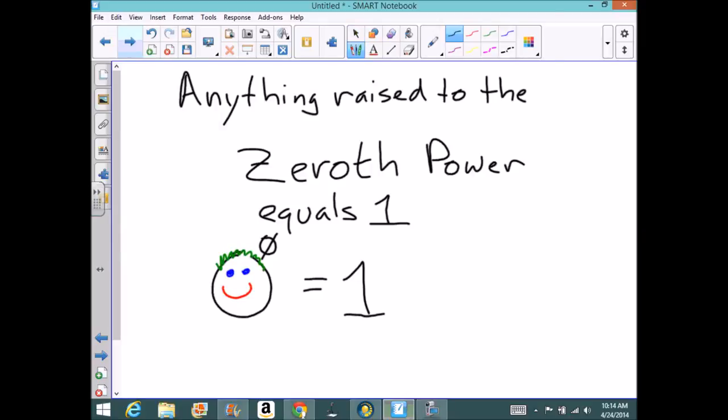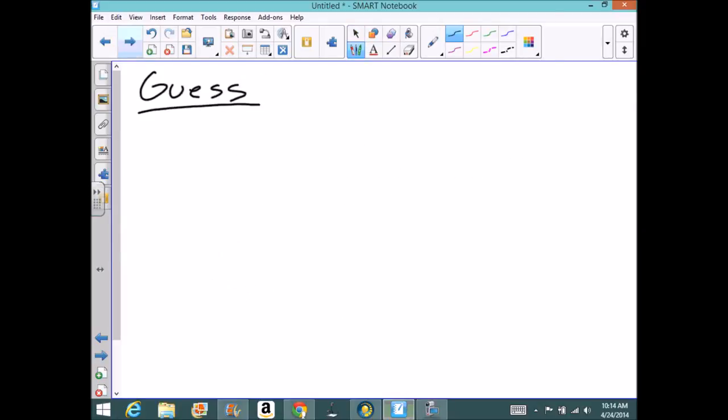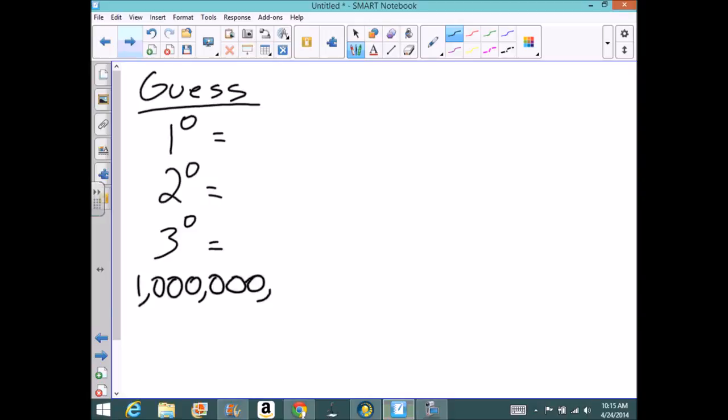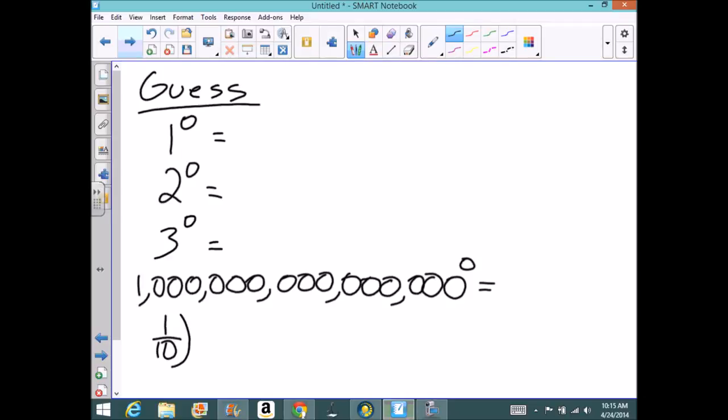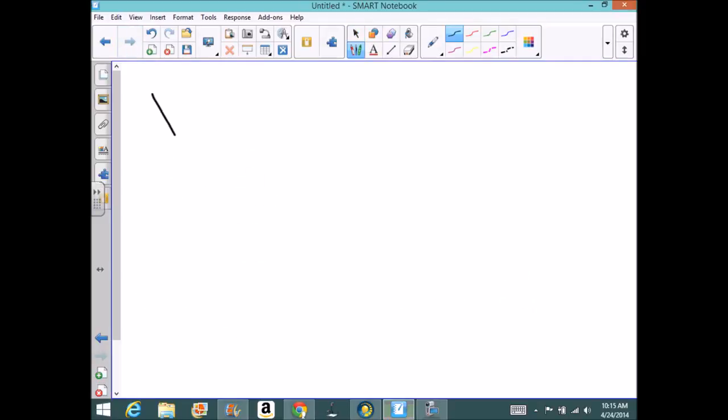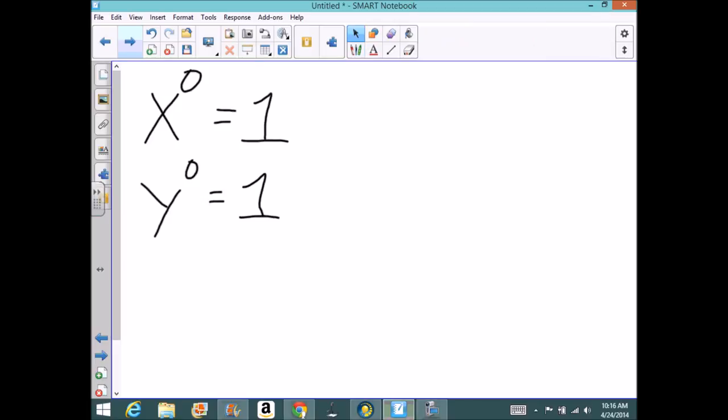Let's practice some numbers and you tell me what you think it'll be. So guess the following. 1 raised to the 0 power, 2 raised to the 0 power, 3 raised to the 0 power, and this really huge gigantic number raised to the 0 power. Or 1/10 raised to the 0 power. All of these are going to equal 1. If I have x raised to the 0 power, it equals 1, and y raised to the 0 power also equals 1.